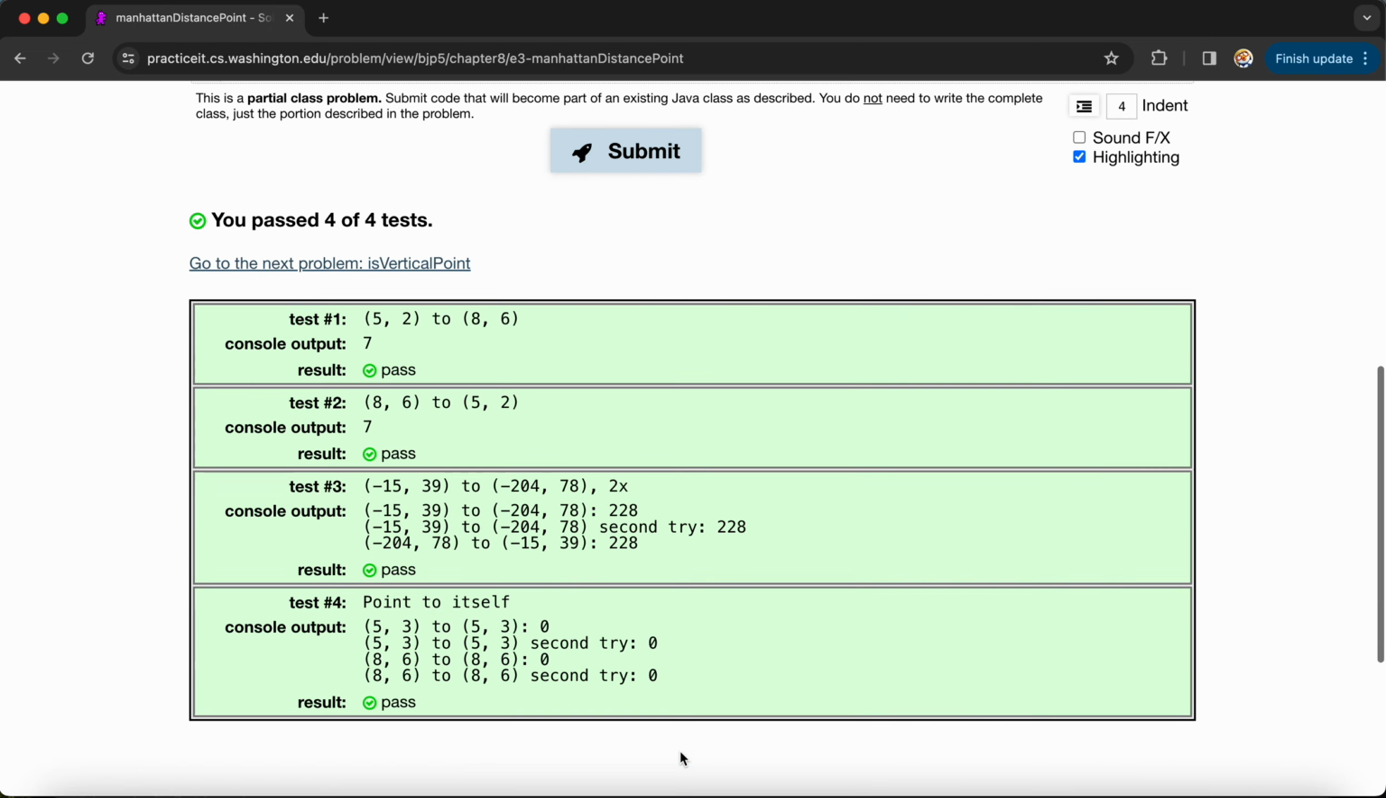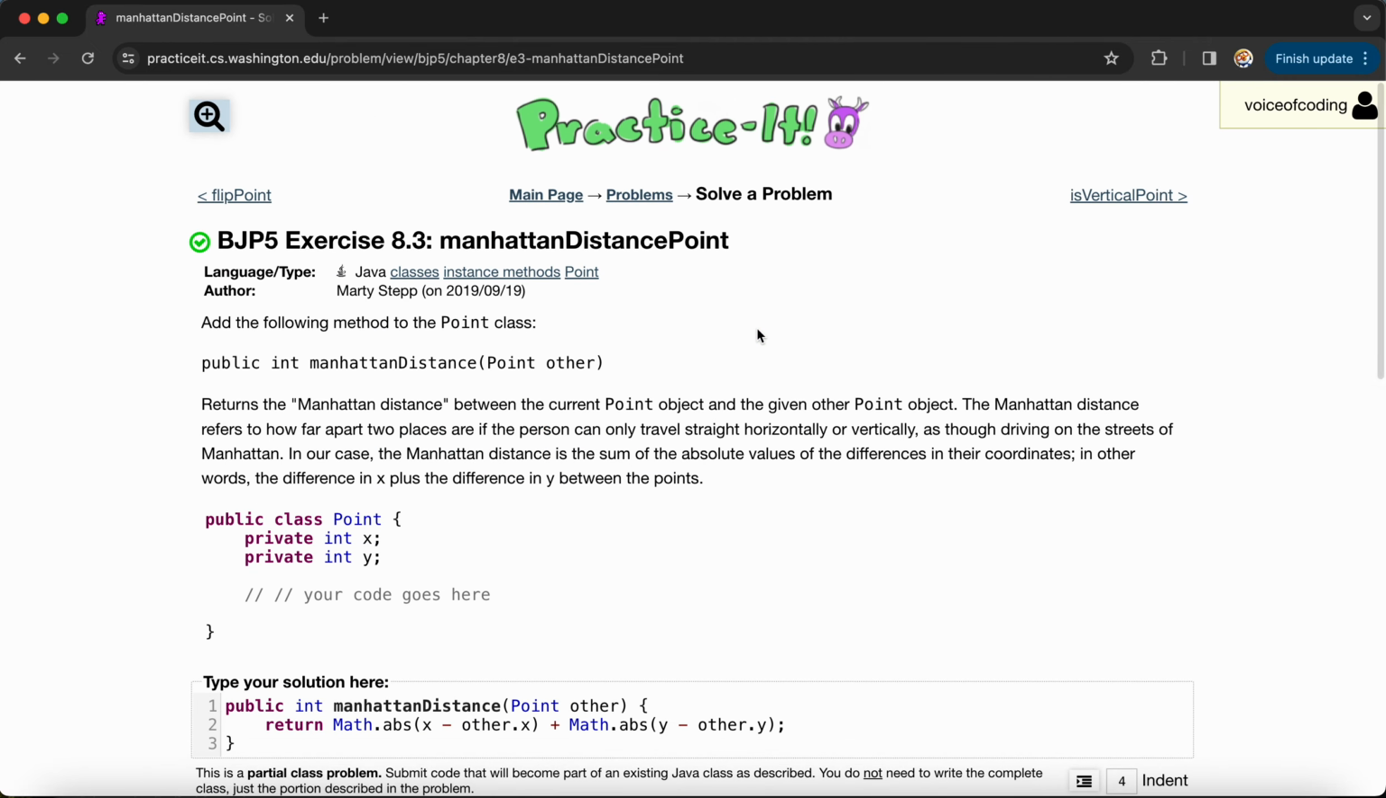If we submit that, all the test cases were passed. So we indeed did the problem correctly. So that's all for Practice It, Exercise 8.3, Manhattan Distance Point, and I'll see you guys next time.